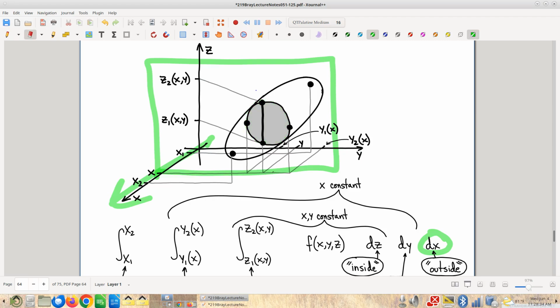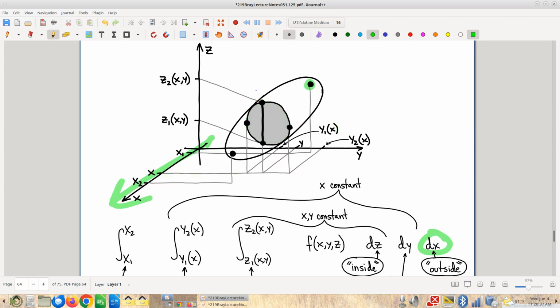But I claim that the very first slice is going to be way back here on the far end. There's going to be some very first slice, and that will give us our x1. And then there's going to be a very last slice on the very near end, and that will give us our x2. Okay, now, having done that, we fix a value of x.